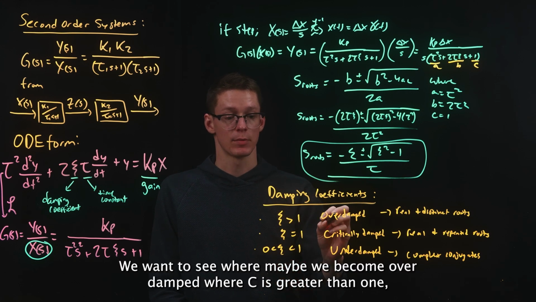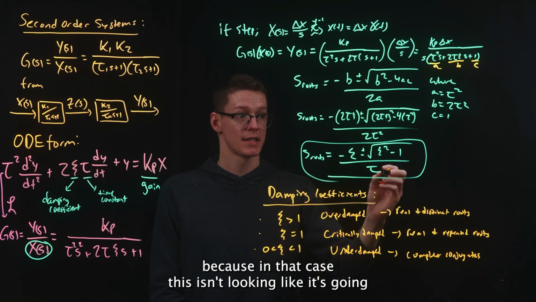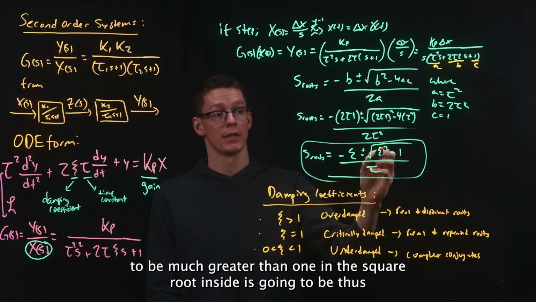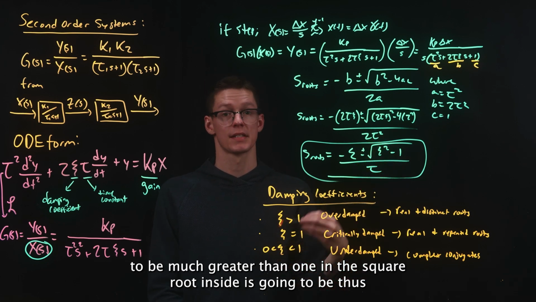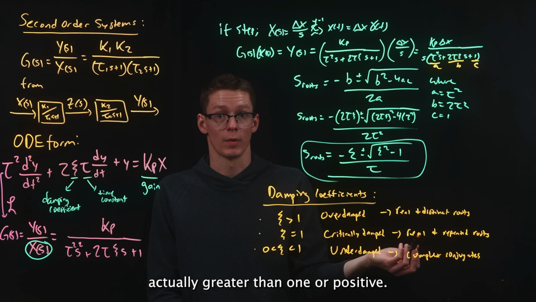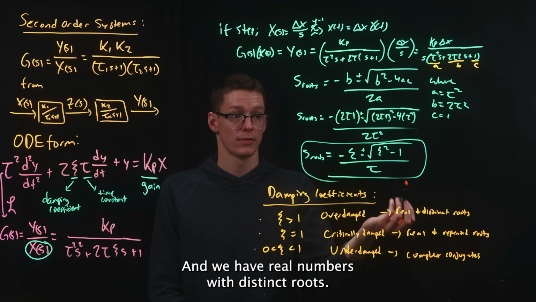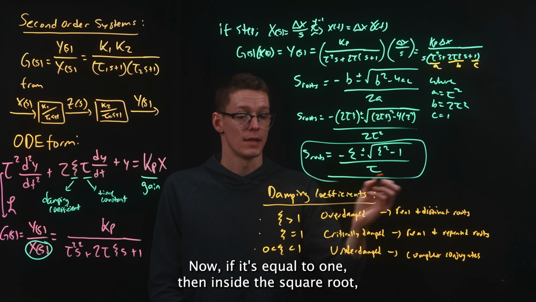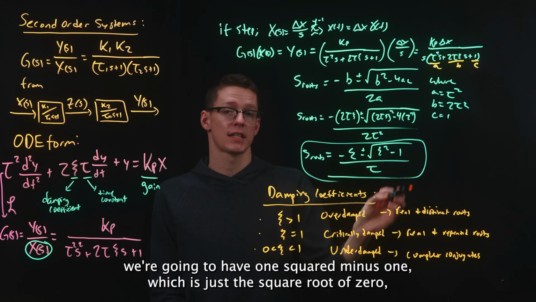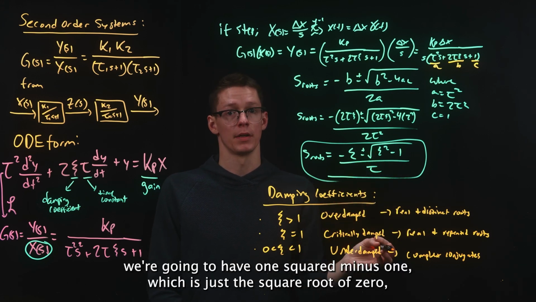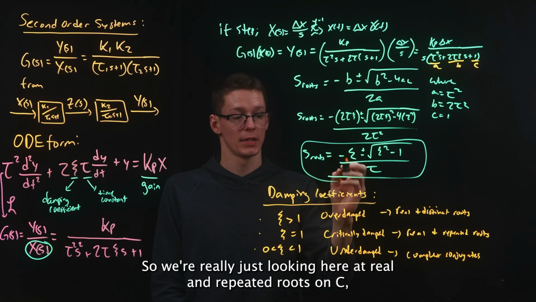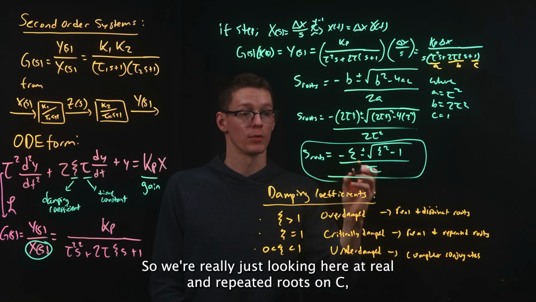We want to see where maybe we become overdamped, where C is greater than 1. Because in that case, this is looking like it's going to be much greater than 1, and the square root inside is going to be thus actually greater than 1 or positive, and we have real numbers with distinct roots. Now, if it's equal to 1, then inside the square root, we're going to have 1 squared minus 1, which is just the square root of 0, and thus that is 0. So we're really just looking here at real and repeated roots on C.